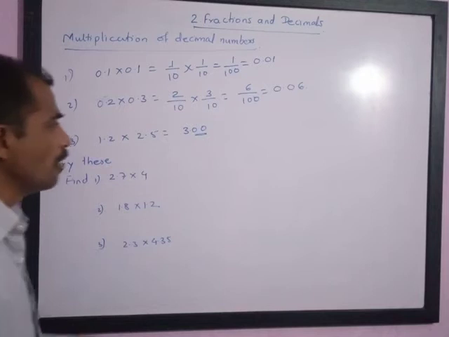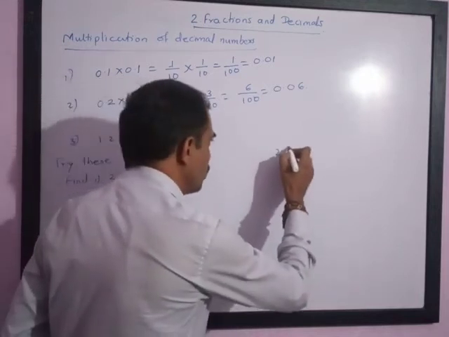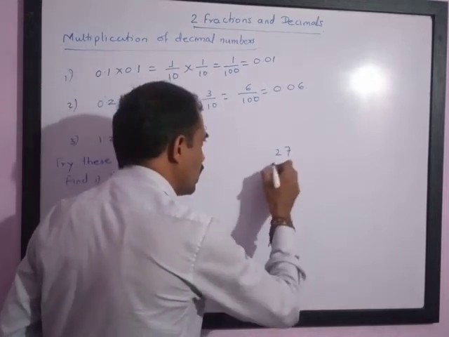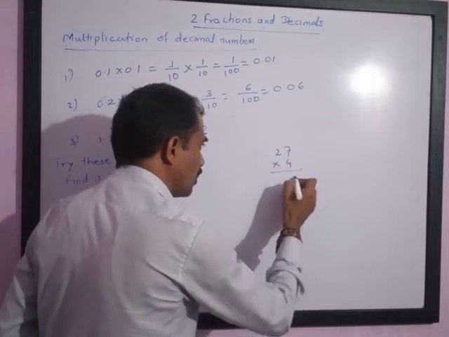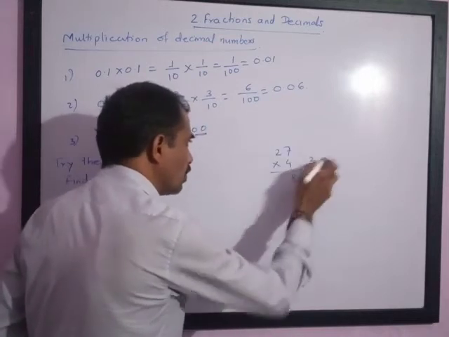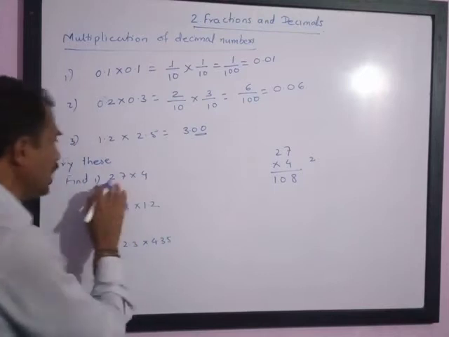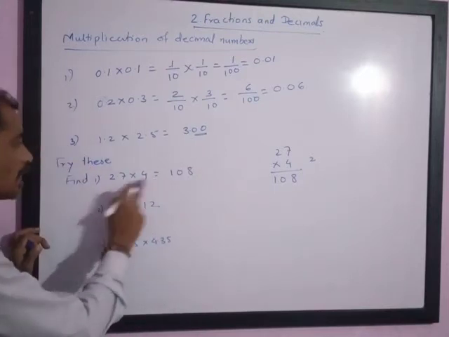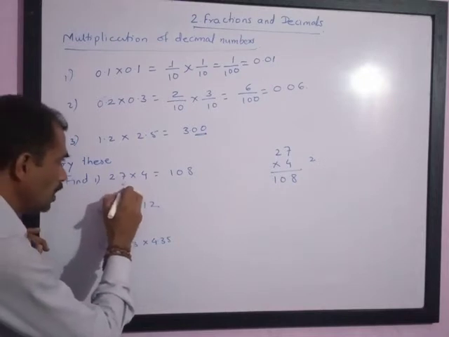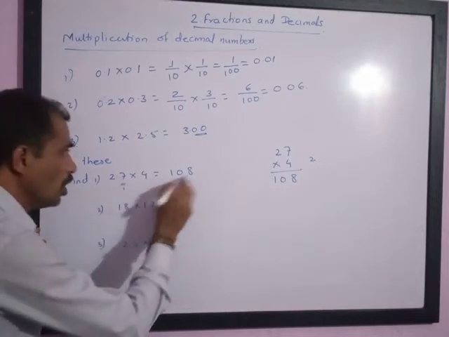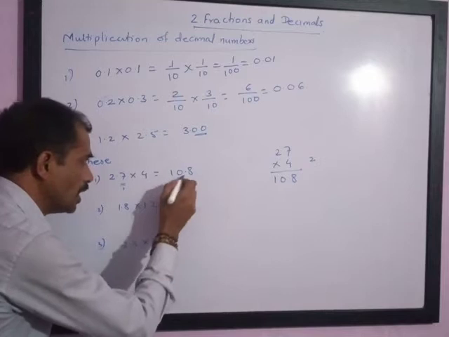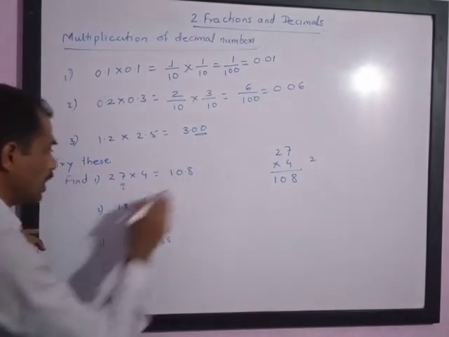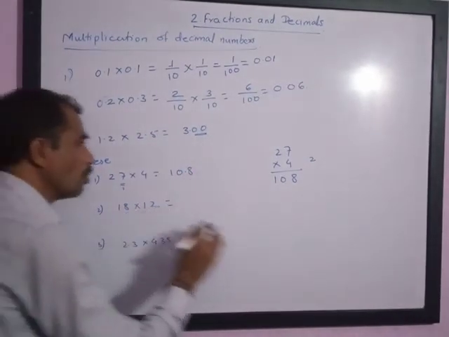Next, let us try this. 2.7 multiplied by 4. So for 2.7, we have to multiply 27 into 4. 4 7s are 28, 2 carries, 4 2s are 8 plus 2 is 10. Now the answer is 108. Count how many digits are there after the decimal point. Here it is 1 and here there is none. So you will get the decimal point after 1 digit. Answer is 10.8.